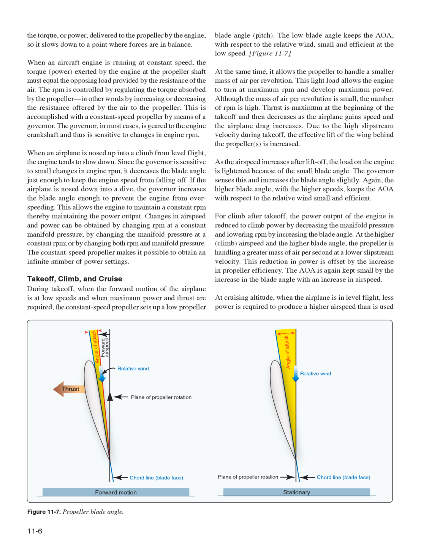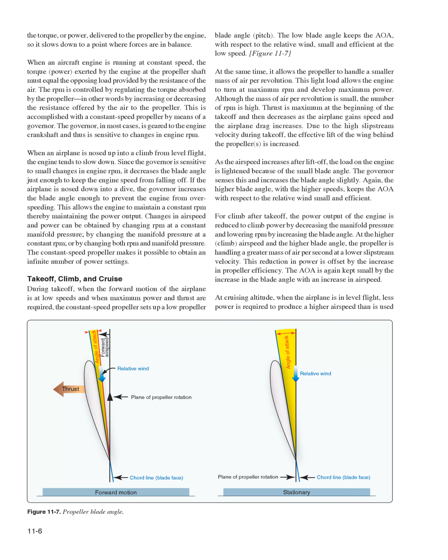Figure 11.7. At the same time, it allows the propeller to handle a smaller mass of air per revolution. This light load allows the engine to turn at maximum RPM and develop maximum power. Although the mass of air per revolution is small, the number of RPM is high. Thrust is maximum at the beginning of the takeoff and then decreases as the airplane gains speed and the airplane drag increases. Due to the high slipstream velocity during takeoff, the effective lift of the wing behind the propellers is increased.